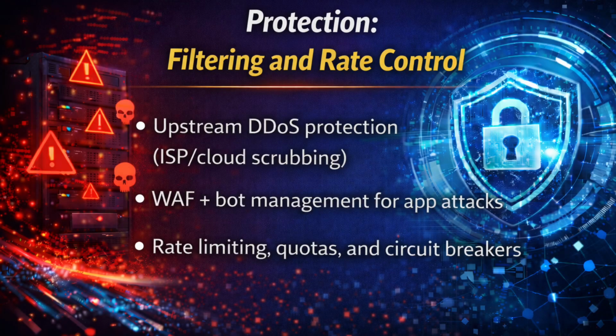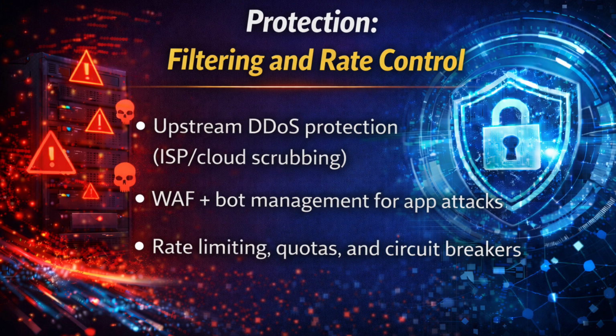Next is filtering, deciding what gets in. For large DDoS, you typically need upstream help. A cloud DDoS protection service or ISP scrubbing that can filter traffic before it saturates your link. At the application layer, a WAF, Web Application Firewall, can block suspicious patterns and common abuse, and bot management can distinguish real browsers from automated traffic.